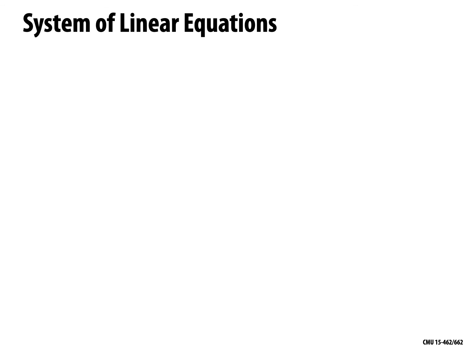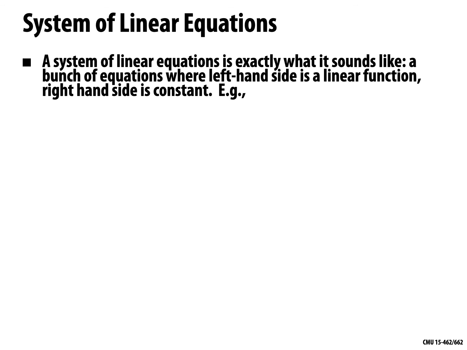Okay. A really important thing computationally is talking about systems of linear equations. A system of linear equations is exactly what it sounds like. It's a bunch of equations where the left-hand side is a linear function and the right-hand side is a constant. For instance, we have x plus 2y equals 3, 4x plus 5y is equal to 6. Okay? x plus 2y, that's a linear function. 4x plus 5y, that's a linear function.